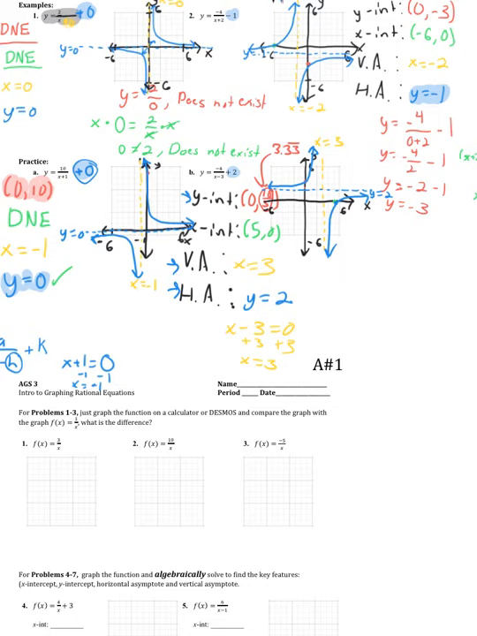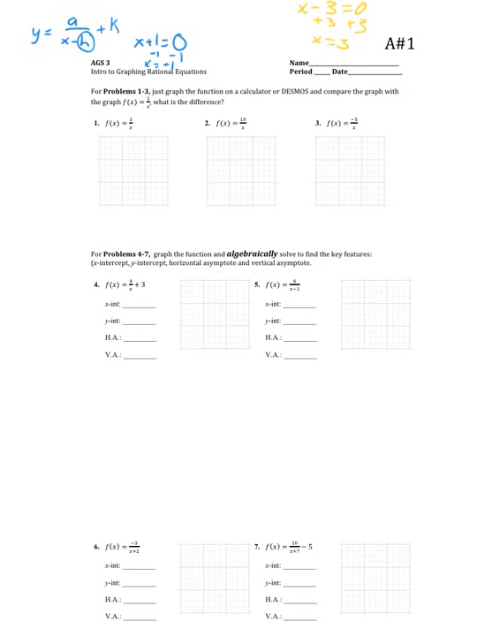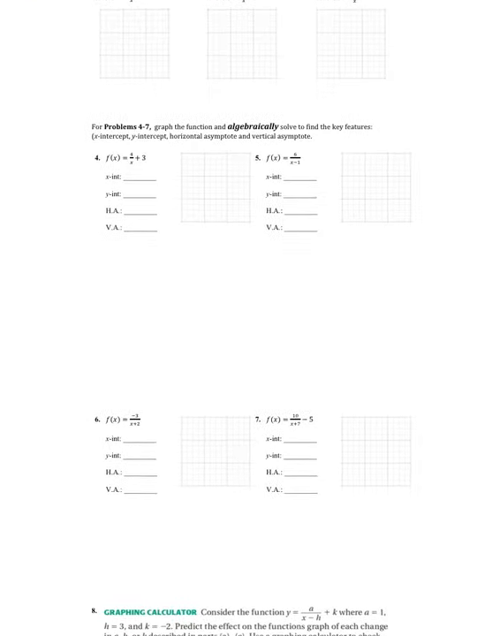Okay, so we have about 8 minutes left. For your first assignment of this quarter or semester, first three problems, 1 through 3, graph the function on either a calculator or use Desmos, and you're going to compare the graph with f(x) equals 1 over x. So what's the difference between the graph that I've given you and the parent function 1 over x? What's changed? Okay, problems 4 through 7, graph the function and algebraically solve to find the key features.